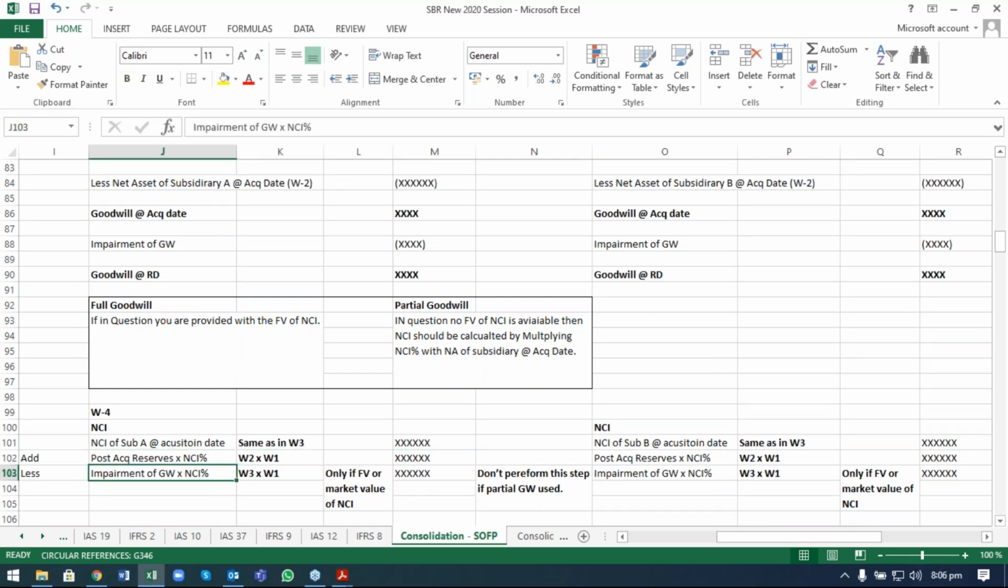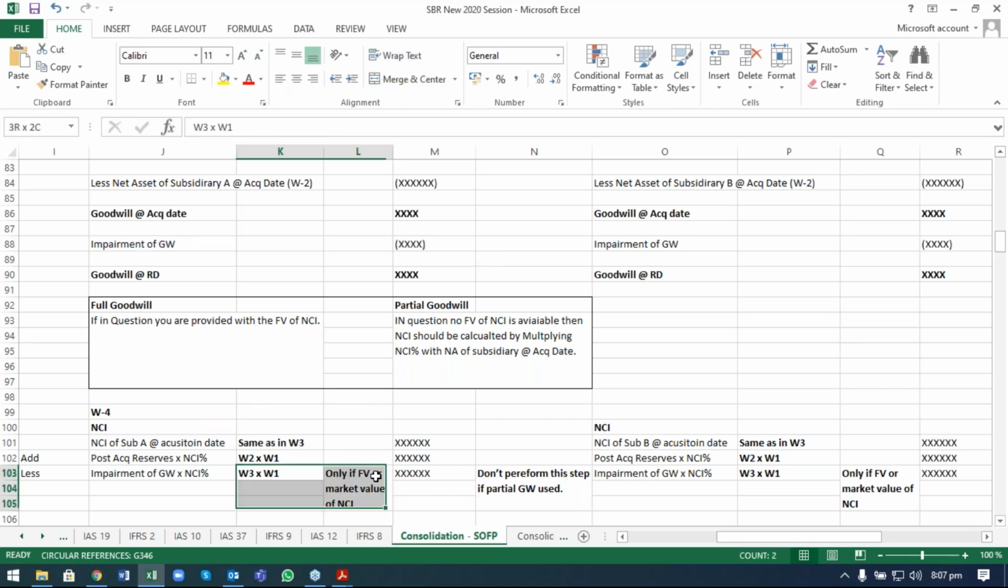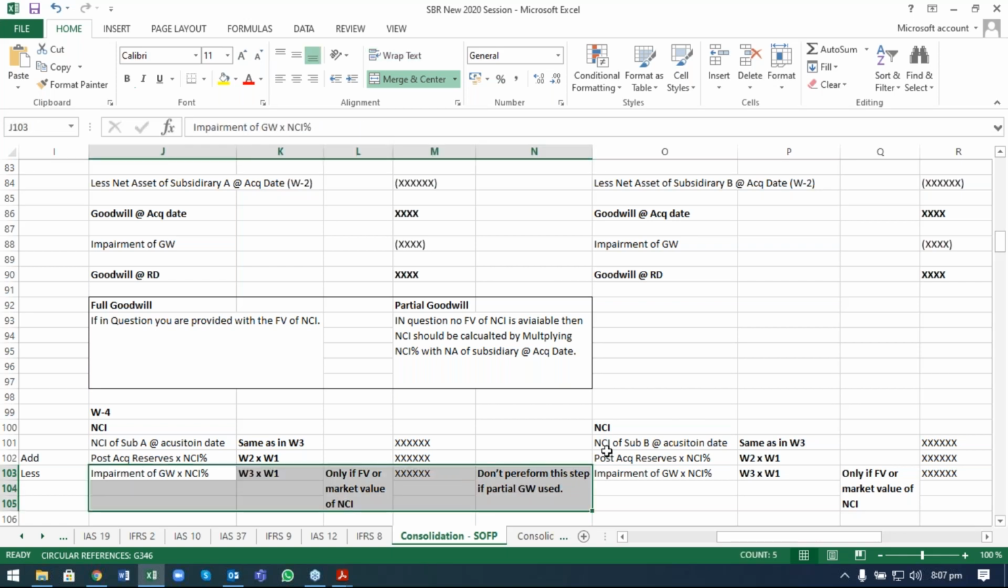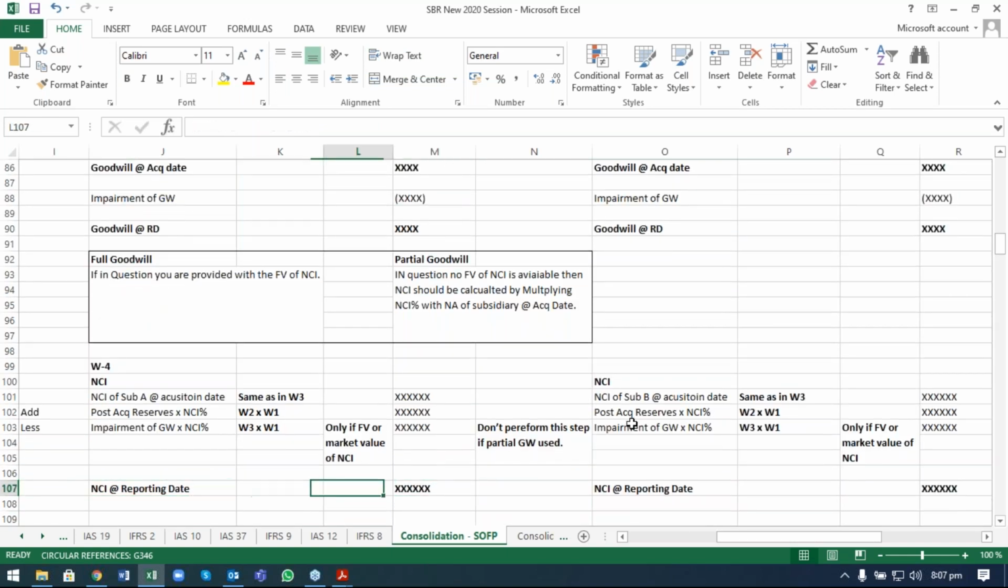Impairment of goodwill. This impairment of goodwill should only be charged if fair value or market value of NCI is used. In working number 3, if fair value or market value of NCI is used, then the impairment that was recorded there, multiplied by NCI percentage, should be included here. But you don't need to perform this step if the partial goodwill method is used. It means you are not assigning a fair value to NCI, so this step should not be performed, right? And then you can come up with NCI at reporting date.